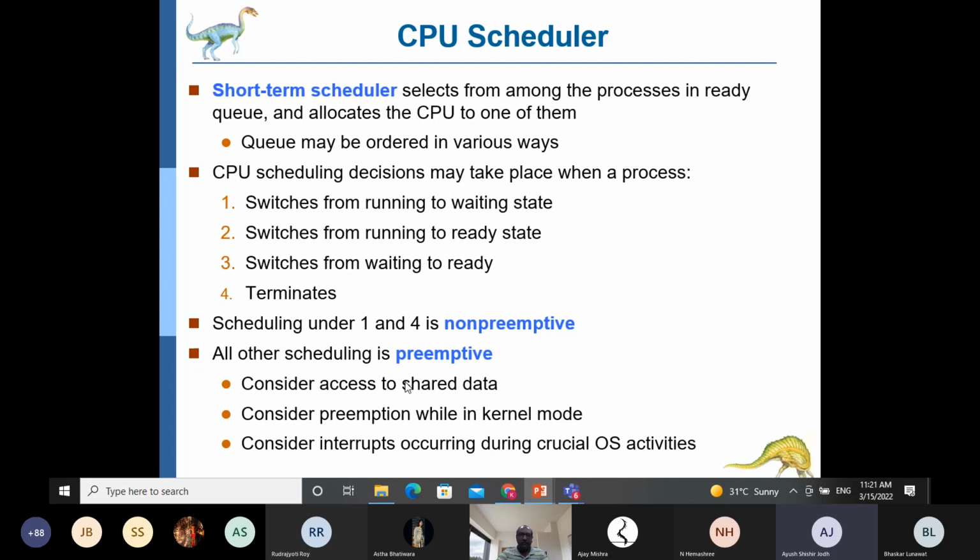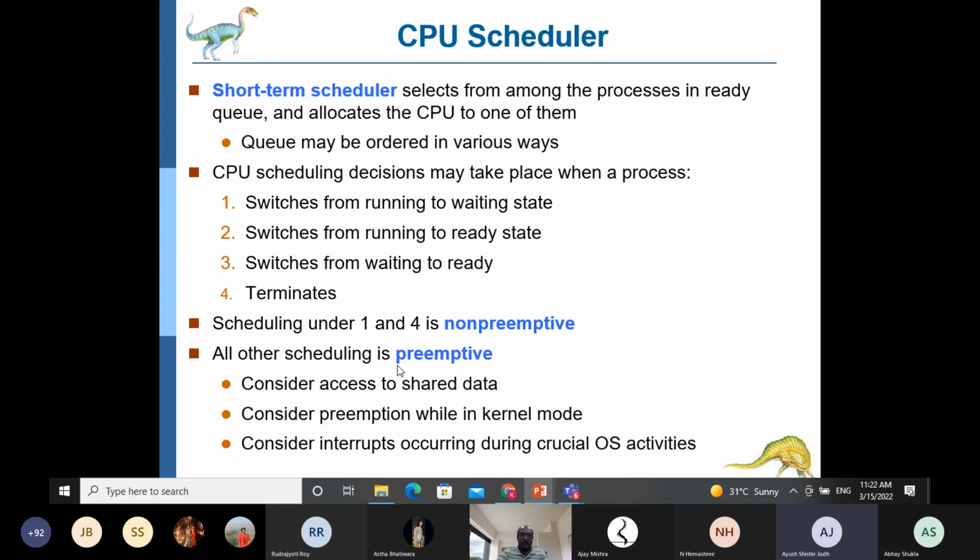But when you come to preemptive scheduling, the process is running, and in the middle of its execution you are stopping it and switching the CPU. You are forcing the process to stop, and some other process will be given the CPU. This is known as preemptive scheduling, and there are some issues with it.